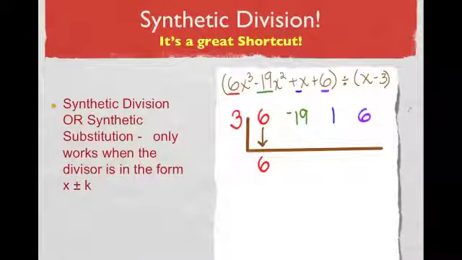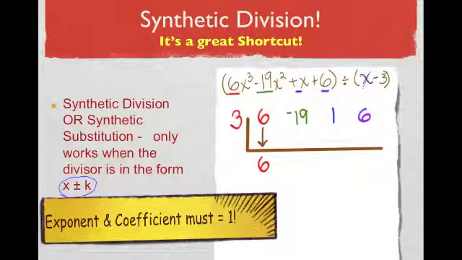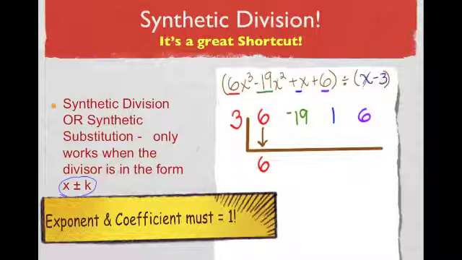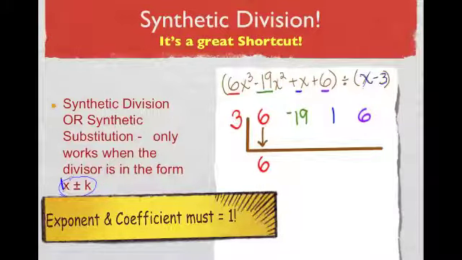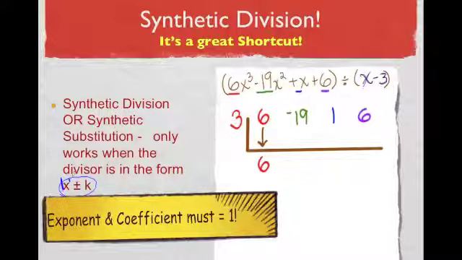Okay, synthetic division is a great shortcut, but it can only be used when the divisor is in the form of x plus or minus k. In this case, we're dividing by x minus 3, so it's in that form. Notice that this coefficient is 1, as is the power. So it seems like synthetic division won't work very often, but when it does, it's really sweet, because here's what happens.